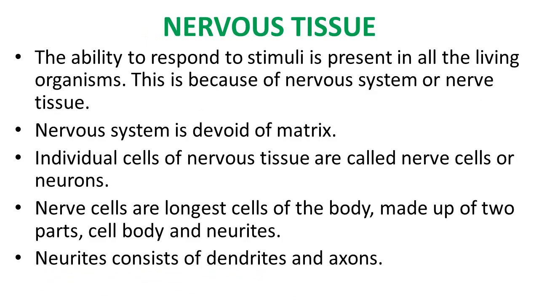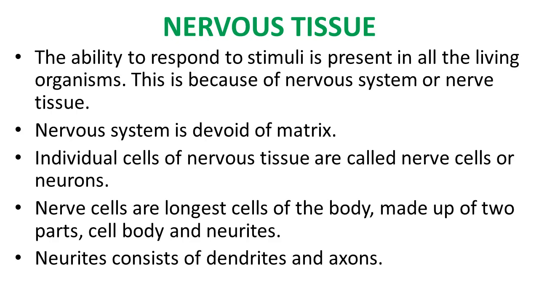The last important tissue that we see in the animal body is the nerve tissue. So we know that the nerve tissue is very much important because every organism will have one of the most important properties called response to stimulus. Now this response to stimulus activity is because of the presence of this nerve tissue. So nerve tissue doesn't have any matrix with it.